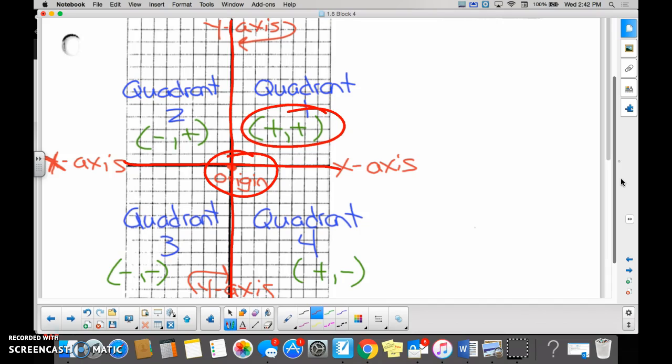What quadrant is positive, positive? 1. What quadrant is positive, negative? 4. What quadrant is negative, negative? 3. Quadrant 3 and so on. You get the idea, right? I won't even go to quadrant 2 because I think you get it.